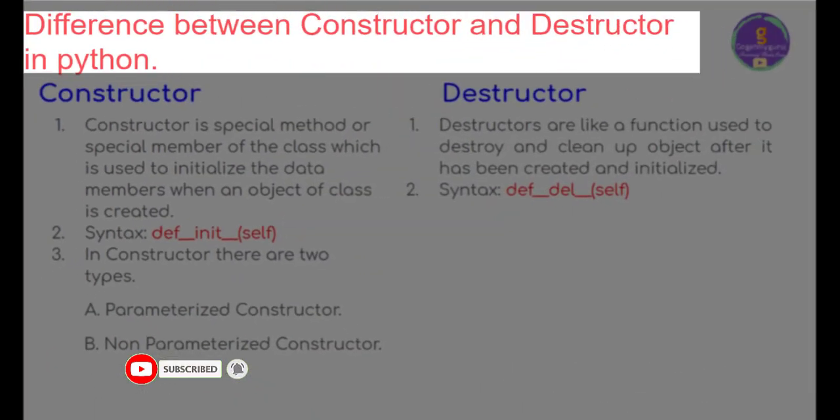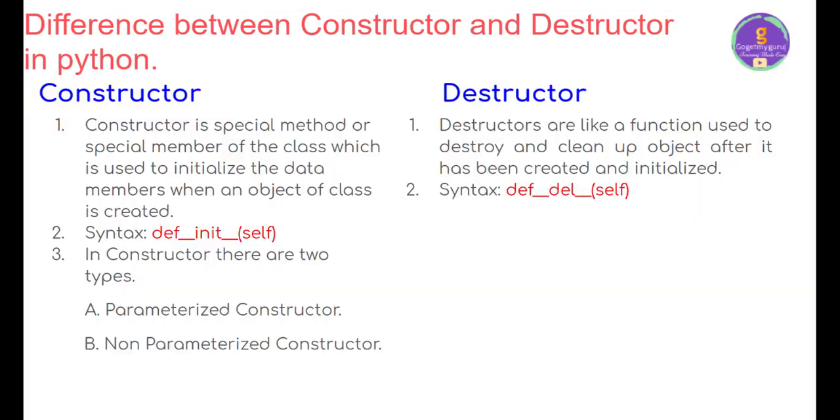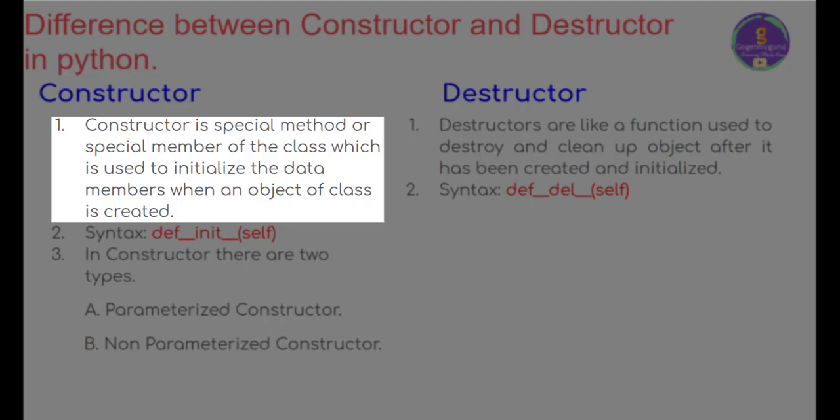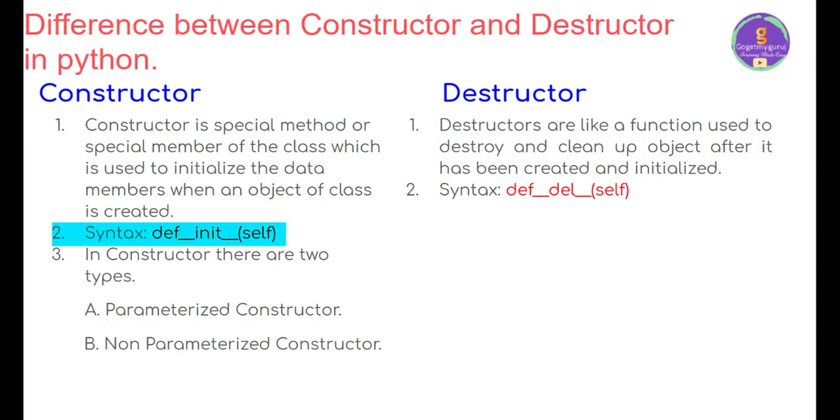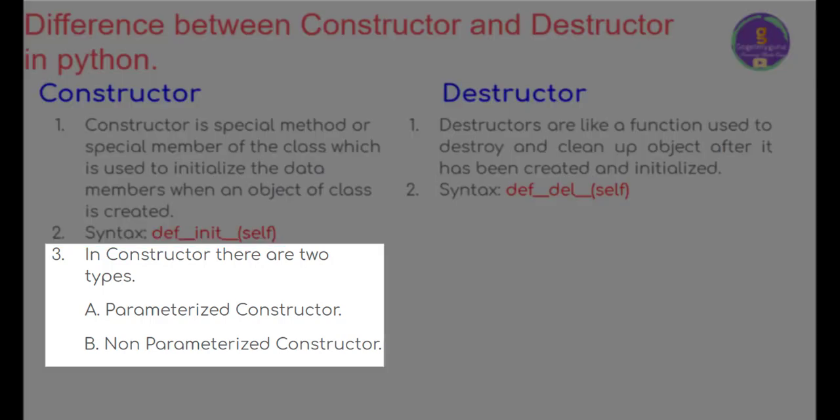We'll see the difference between constructor and destructor in Python. A constructor is a special method or special member of the class which is used to initialize the data members when an object of the class is created. The syntax for the constructor is def __init__(self). There are two types of constructors: first is the parameterized constructor and the other is the non-parameterized constructor.